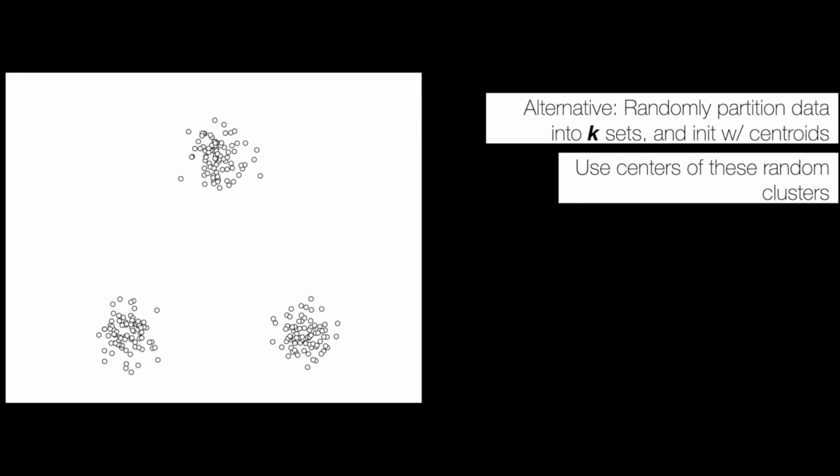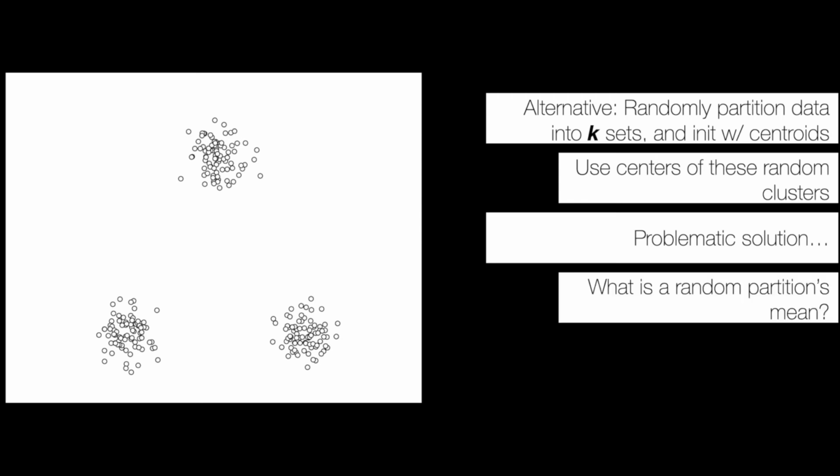So an alternative here would be to take all of your points and randomly assign them to different partitions. So you partition the data into k groups, randomly assigning points to these k groups as though you already knew what the clusterings were, and then you identify centroids from those partitions. By using these centers of these random clusters, the idea is you can address this problem of having poorly selected points in your data.